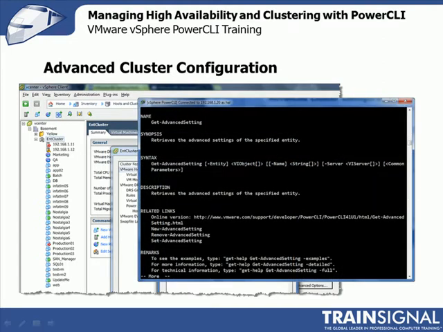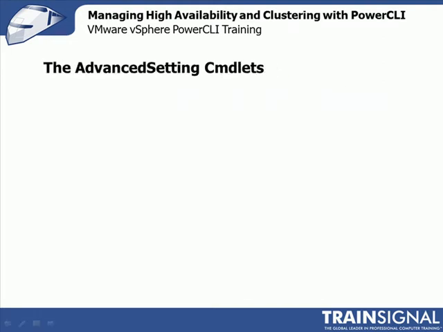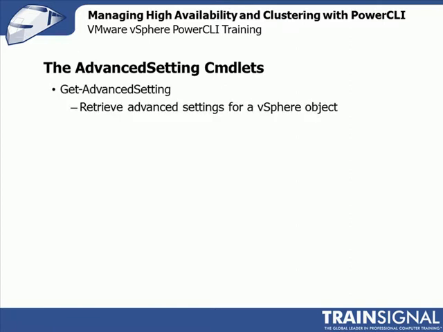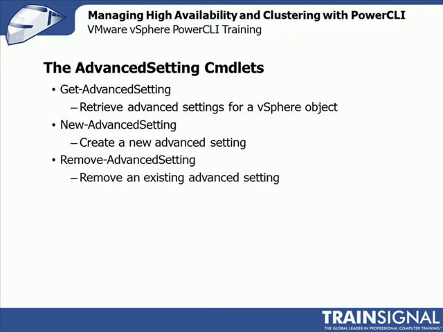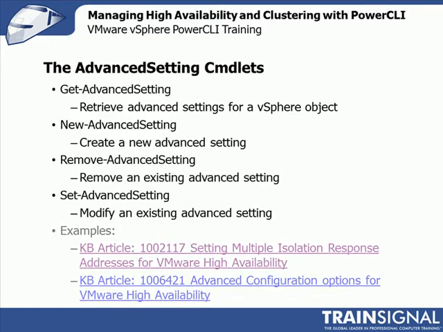There are commandlets, of course, for working with these settings. They are called the advanced setting commandlets, and starting with Get-AdvancedSetting, you'll use this to retrieve the advanced setting objects for a vSphere object. New is used to create a new advanced setting. Then, of course, we have remove and set.